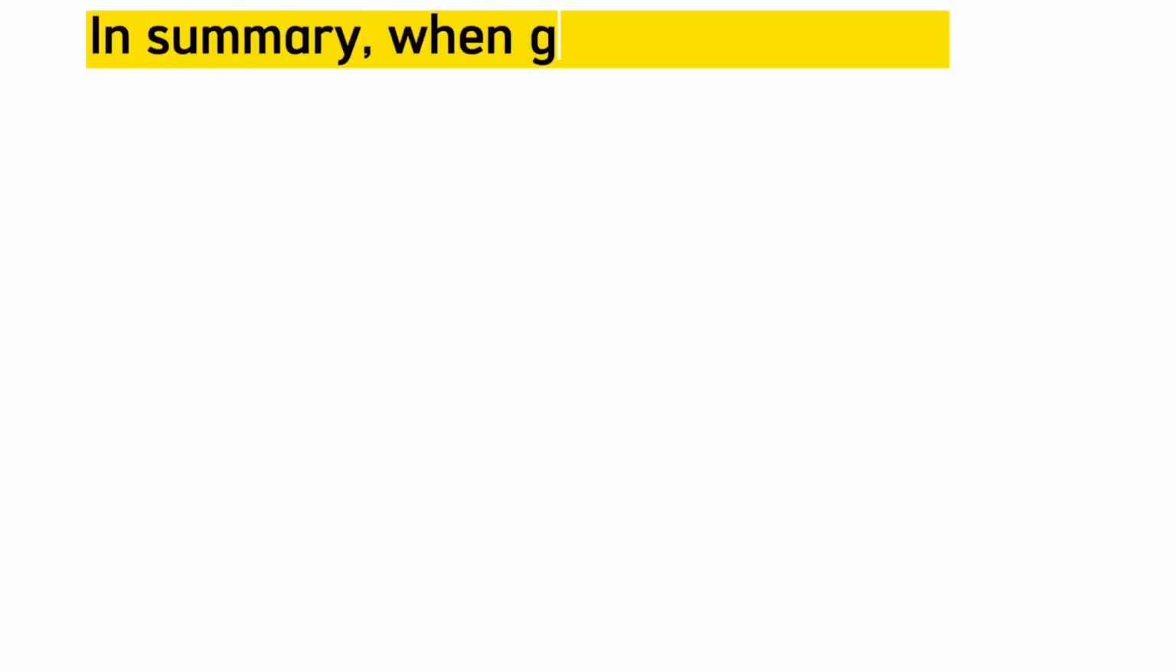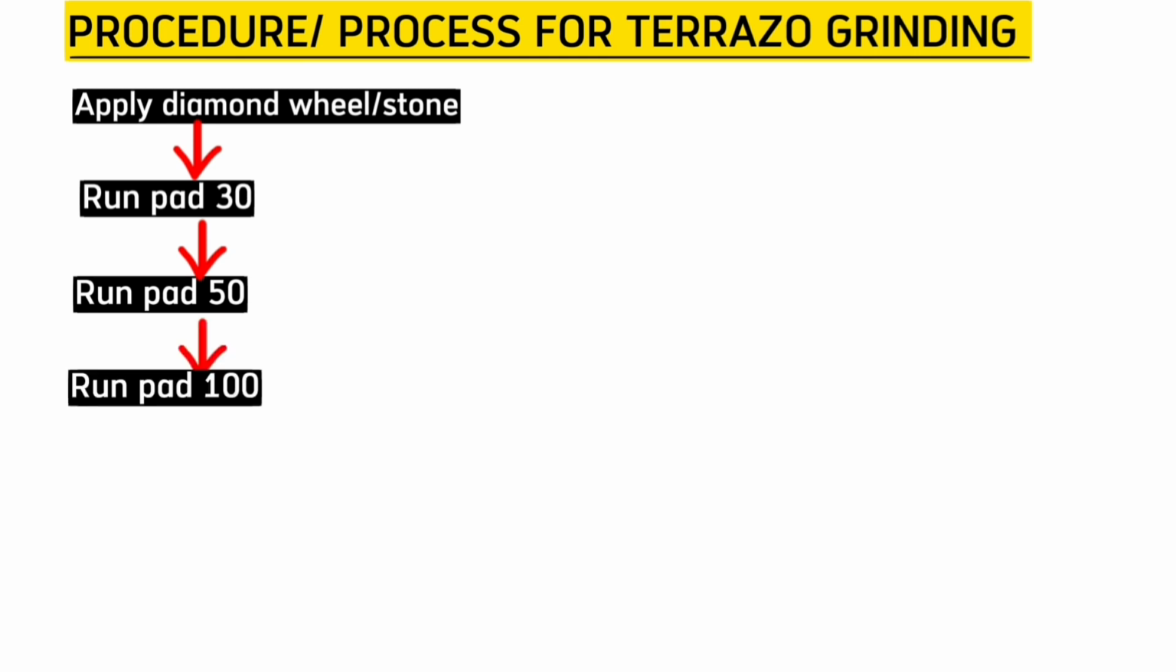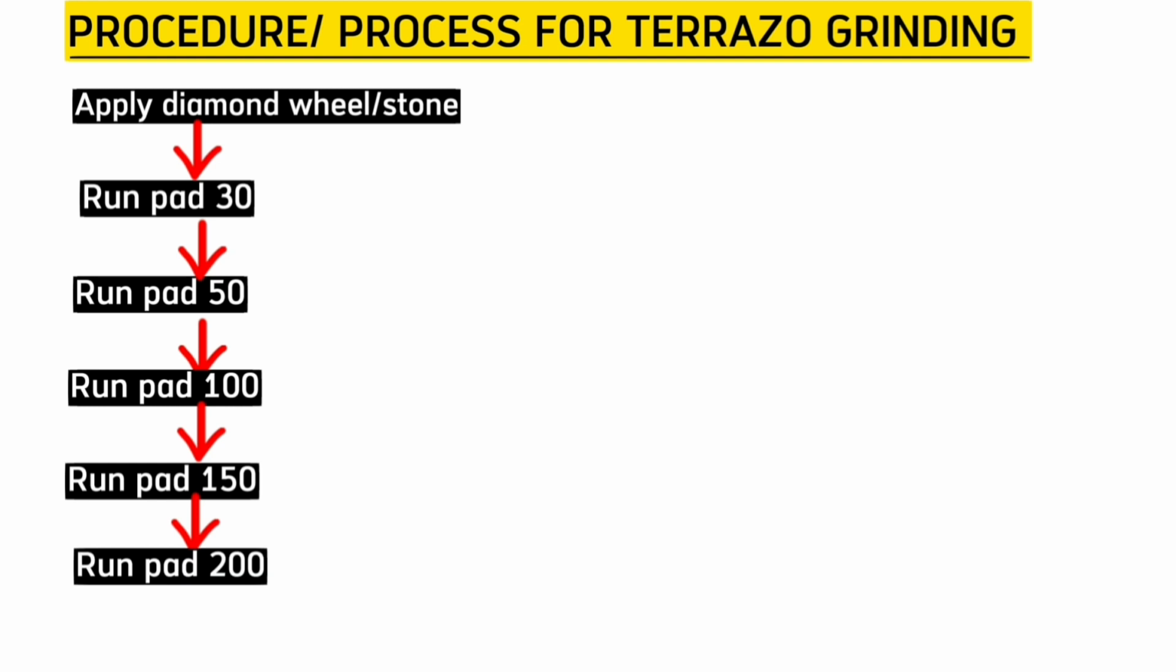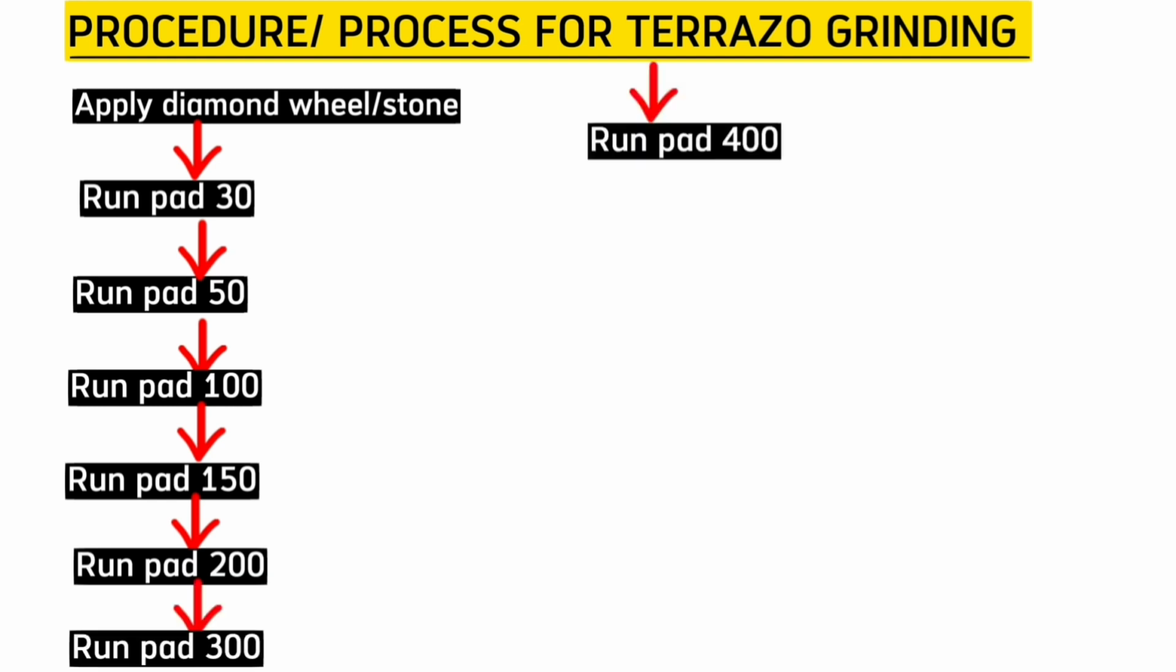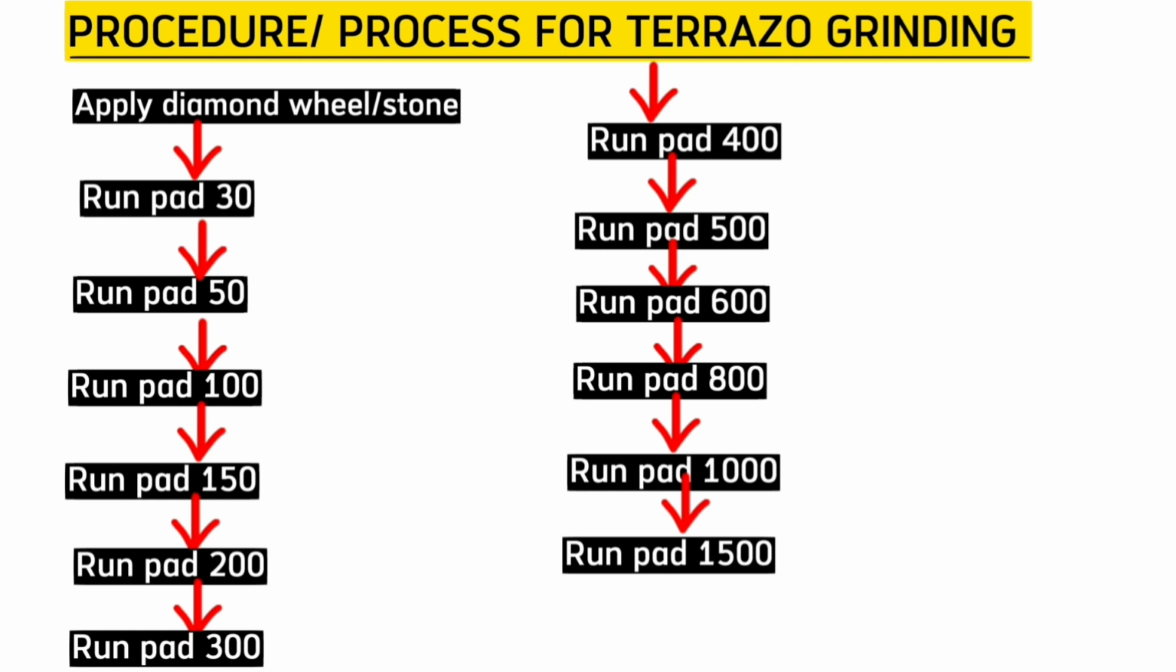In summary, when grinding, you apply either the diamond wheel or the diamond stone, run pad 30, run pad 50, run pad 100, run pad 150, run pad 200, 300, 400, 500, 600, 800, 1000, 1500, and remove bathing with pad 3000. Before applying the final bathing polish, you first wash the floor with water and let the floor to dry.